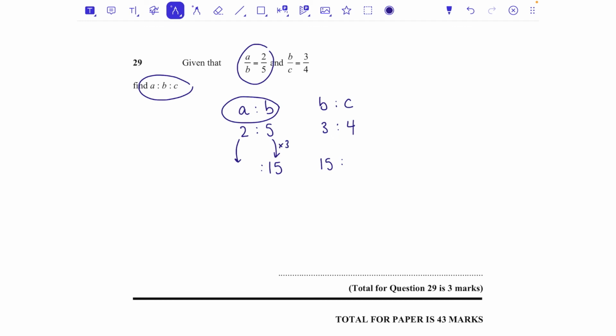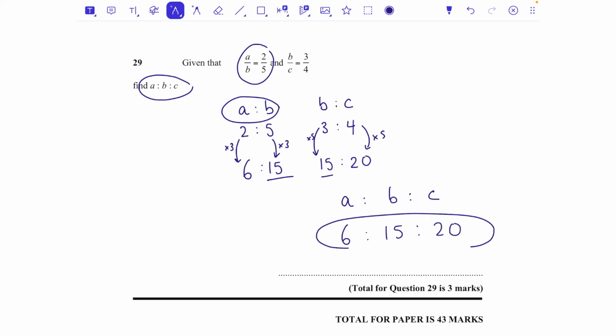So I've times this by 3. I also want to times this by 3, and that's 6. With this ratio, I've multiplied that side by 5, so I also need to multiply this side by 5, and that is 20. And now that my B's are matching, I can say the ratio A to B to C is 6 to 15 to 20. And that's that one complete. I can't simplify it, not that they asked me to, but there we go. 6 to 15 to 20 would be your final answer.